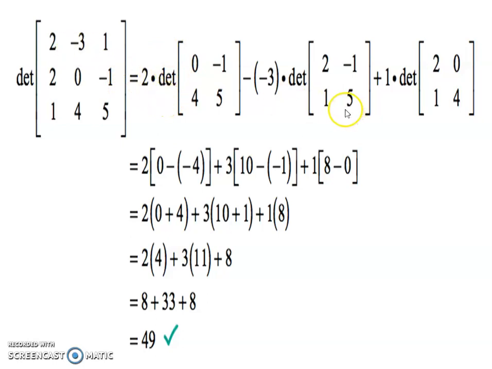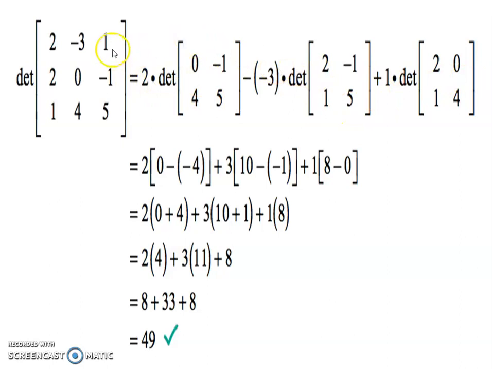Next, our second step is what? We have to skip the second column and first row. So minus 3 is the centre element of the first row and second column. That's why we should write minus 3 here. But always the second term is negative. Skipping the first row and second column, we derive 2, minus 1, 1, 5. So I should write here 2, minus 1, 1, 5.